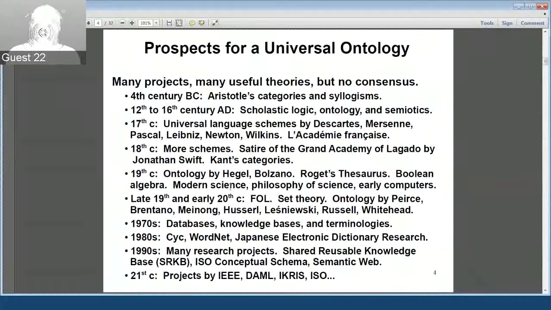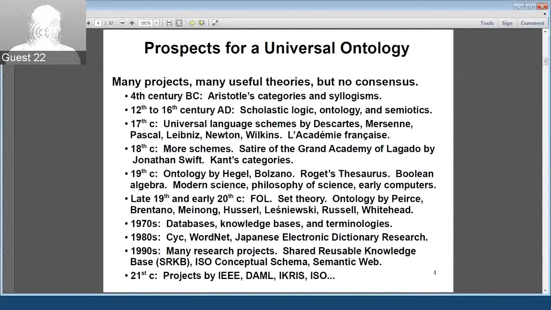And now, the 21st century, here we are with various kinds of projects by the IEEE. There was an email list which came up with SUMO, the best thing they developed, but that's still not universal. There's a DAML project for the semantic web. There's the ICRIS project because the DoD was not happy with DAML. And then there are ISO standards, proposed ISO standards today.